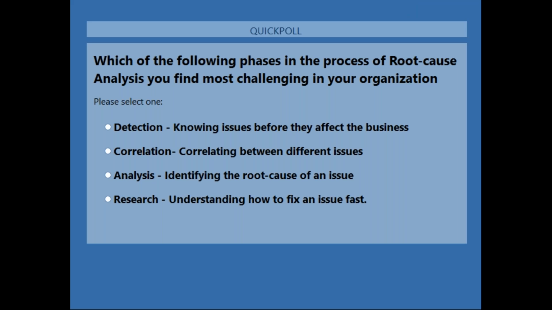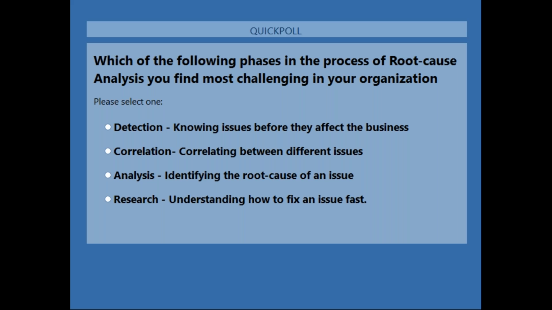Which of the following phases in the process of root cause analysis do you find the most challenging in your organization? So you can see the 4 answers here. You can select one of the following. Detection, knowing issues before they affect the business. Correlation, correlating between different issues. Analysis, identifying the root cause of an issue. Or research, understanding how to fix an issue fast. So we'll give you a couple more seconds to log in your answer, and then we'll take a look at the poll results.